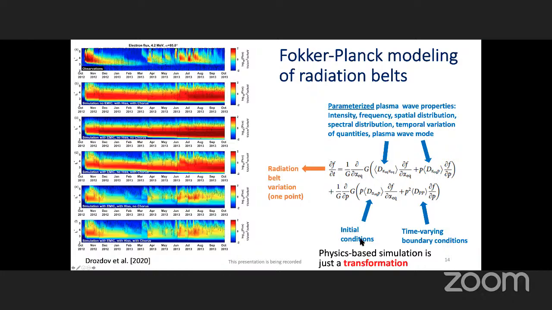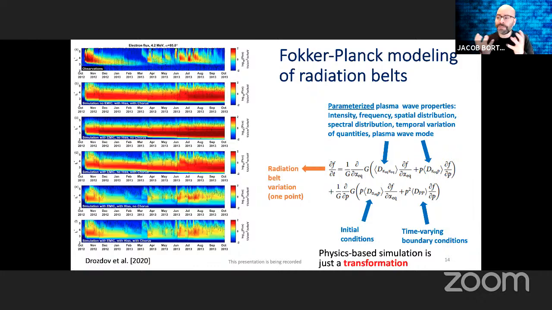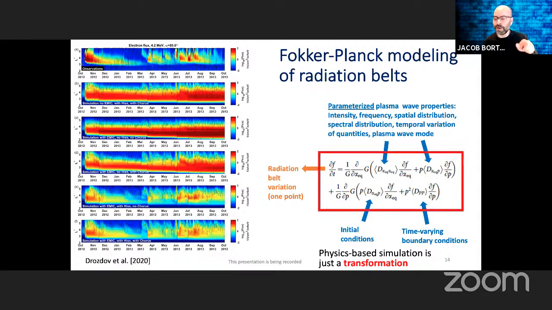Okay. And of course, initial conditions and the driving conditions, right? All of this needs to be specified externally. In fact, if you draw a big red box around this equation, what you have is a transformation. You have a whole bunch of inputs, such as geomagnetic indices and their time histories, solar wind parameters and their time histories. You take all those quantities and you transform them into a radiation belt variation. It's just a transformation, right?